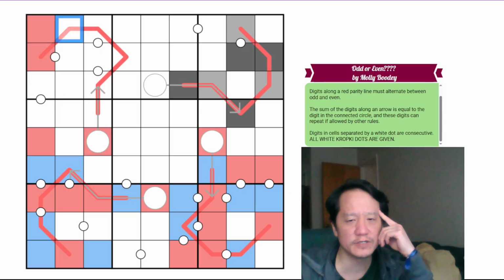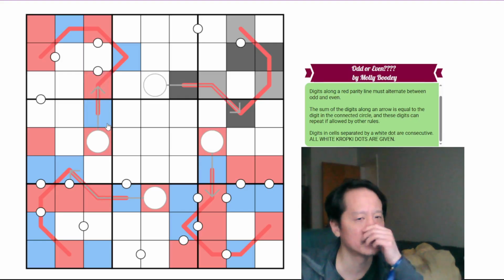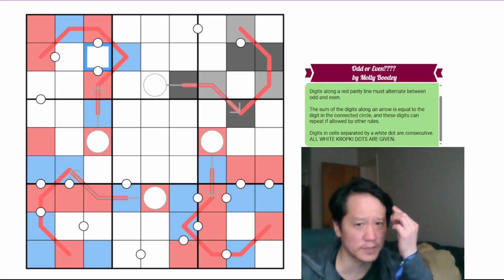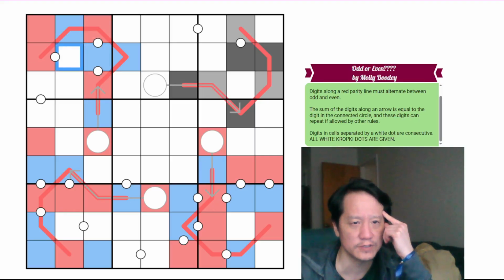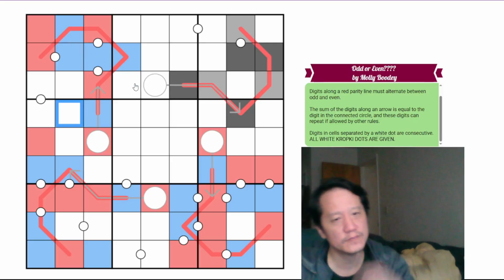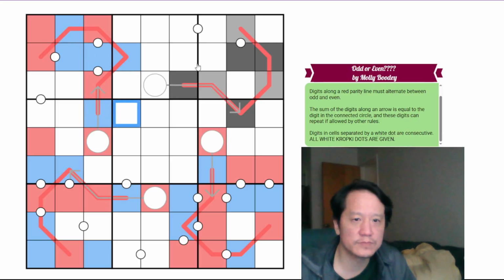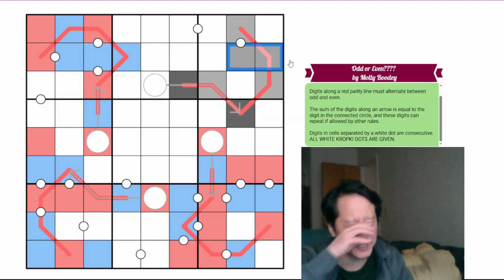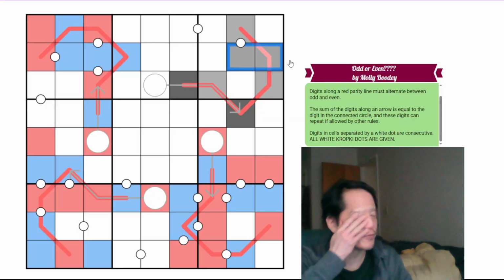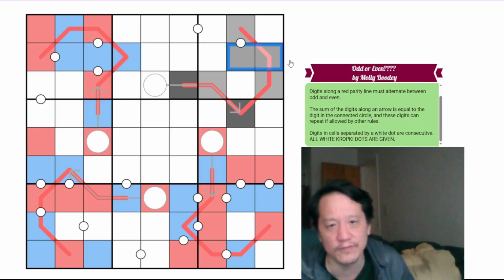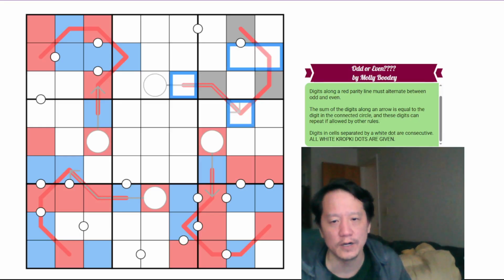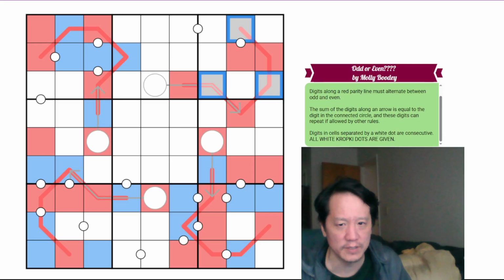So odd must be next to even, which must be next to odd. That makes this even, which makes this odd, which makes this even. Therefore, these are consecutive with even digits, so is this. This is even. Both of these darks cannot be even because we have 3 evens in row 2, so the darks have to be odd. So these are odd and the mediums are even.